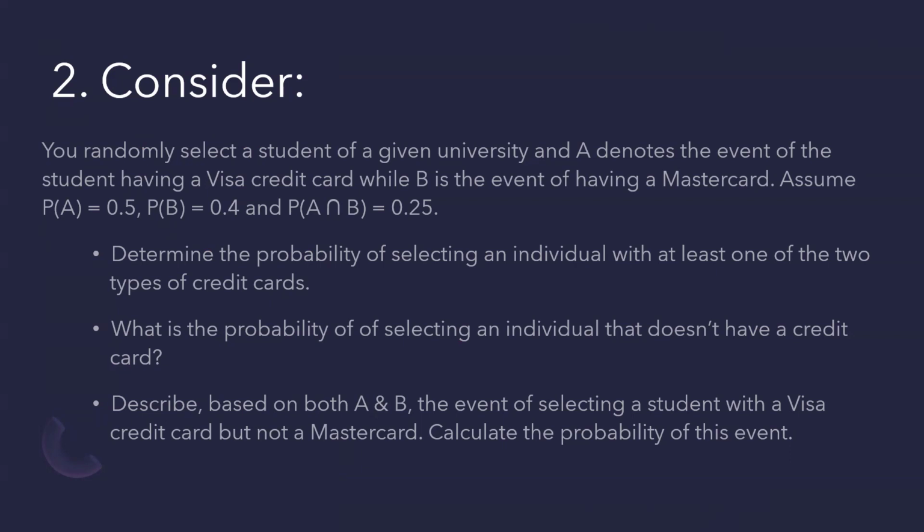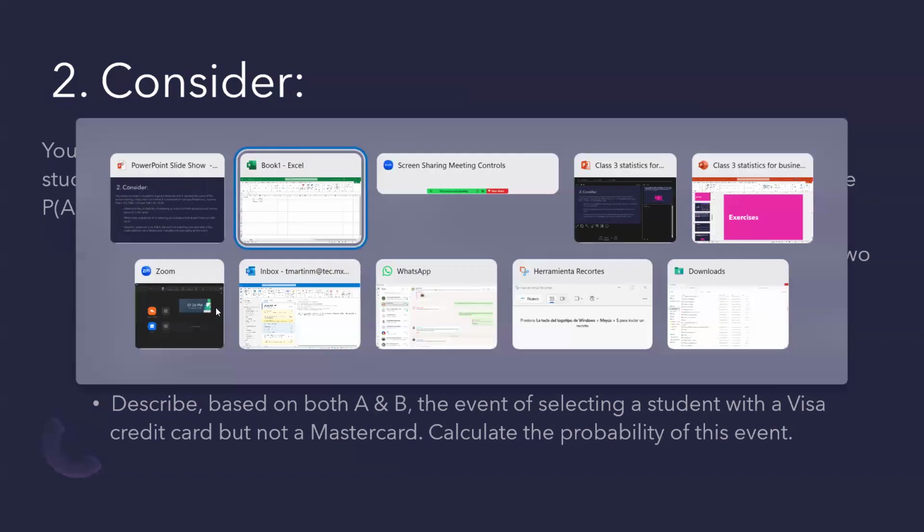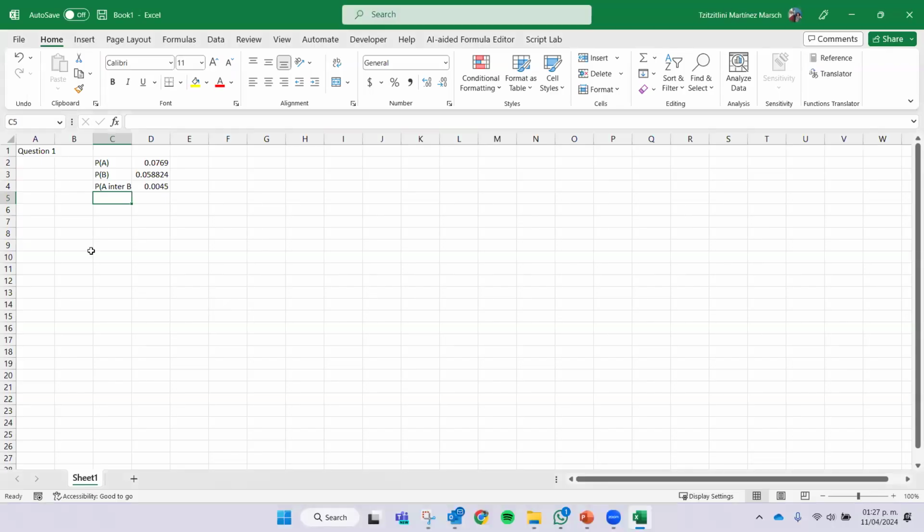Then it says, what is the probability of selecting an individual that doesn't have a credit card? One who's neither A nor B. Okay, so let's go ahead and do that one first.